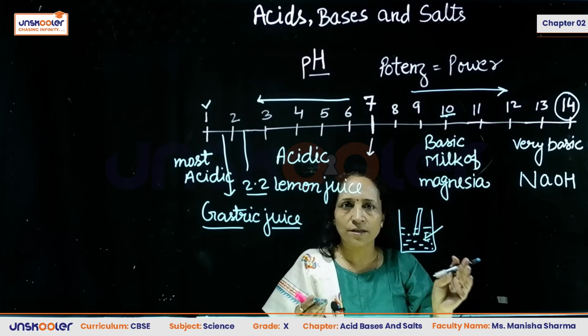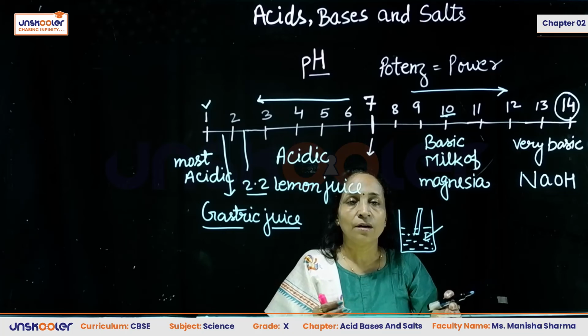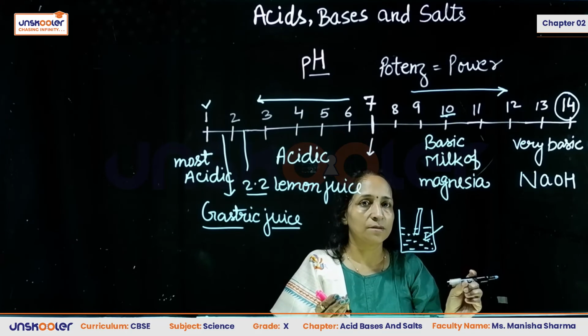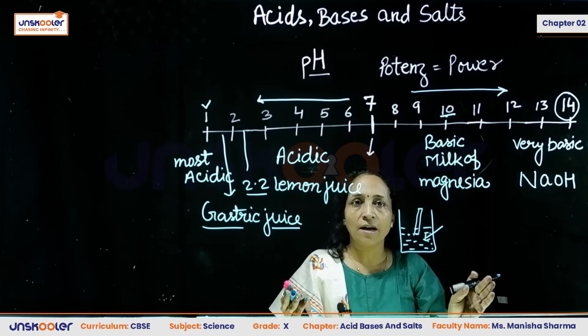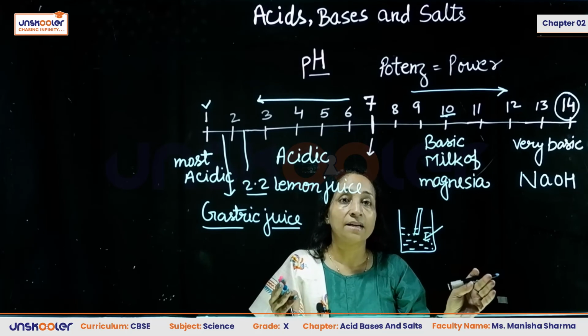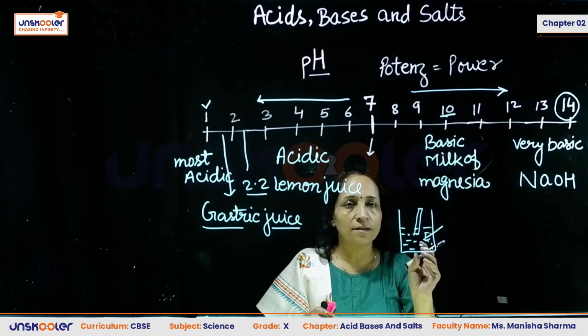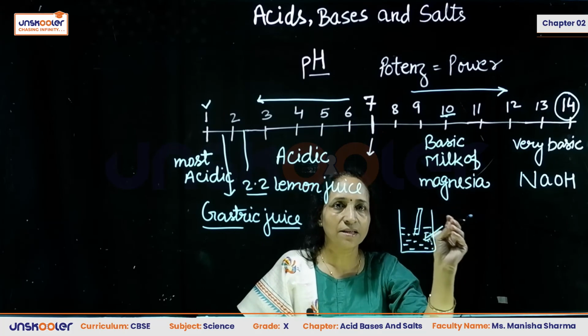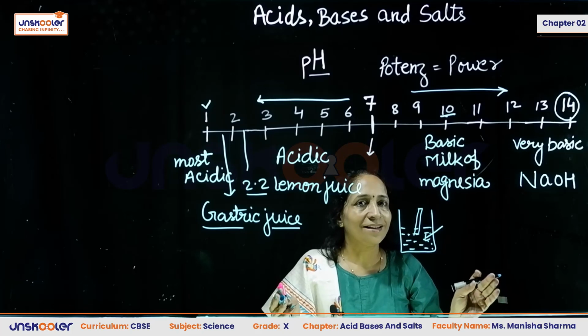So by using other instruments also in the laboratory, we can find out the pH of any substance, because in chemistry there are many reactions which are pH specific. We need a certain pH, or you can say an acidic or basic medium, to perform the reaction.